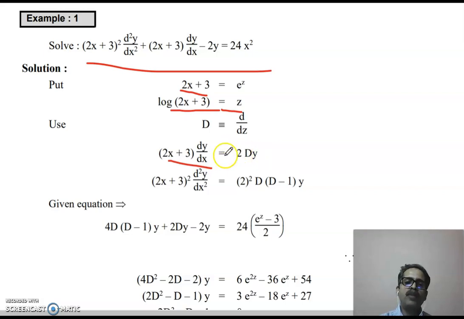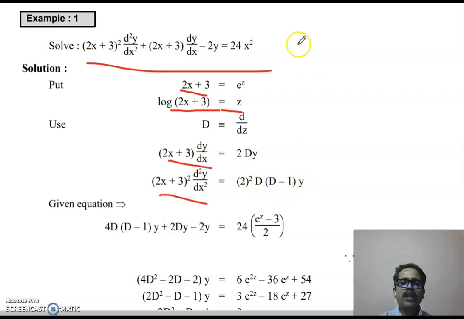How to obtain the value of a? Compare this 2x+3 with ax+b. We can get the value of a. A is 2. So here a Dy, that is 2 Dy, and the value of this quantity is a square, and a is 2 here, so 2 square D into (D minus 1) y.